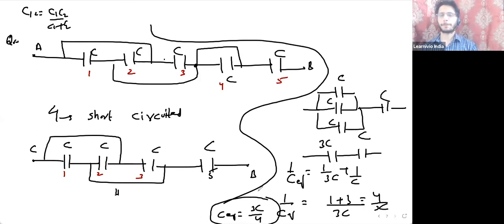Is it clear? Yes. Okay, then we do another type of circuit. The same circuit can be repeated using a resistor also.